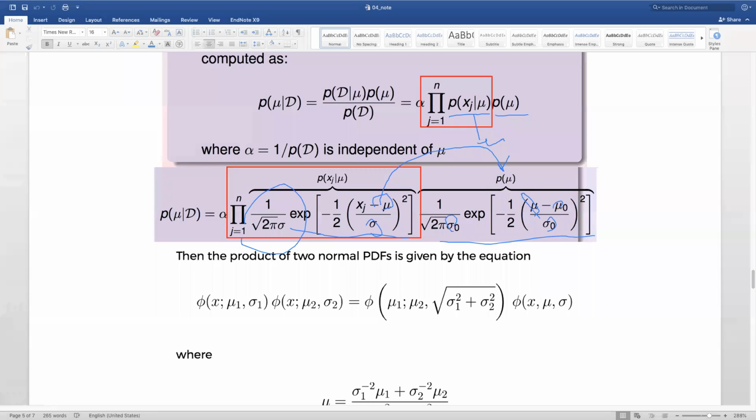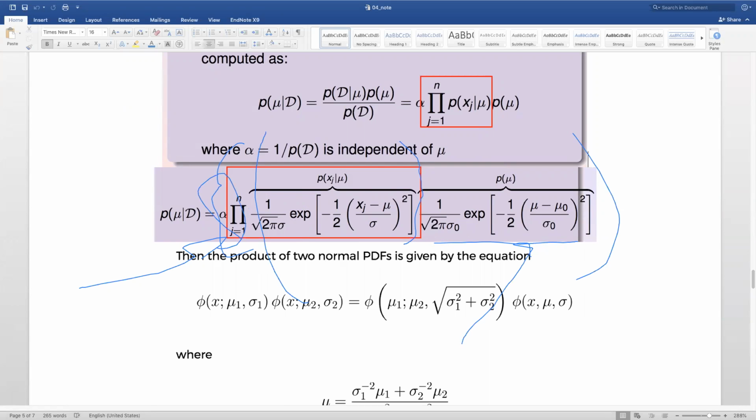The reason I have this red box here is to remember that this is a term: n terms multiplied together, and then multiplied by this term. It's not saying something like this, and then multiplying this n times. Otherwise, this would be multiplied n times. It doesn't mean that.